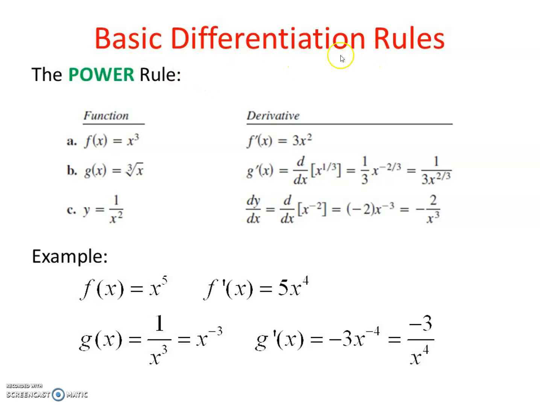Basic differentiation rule, the power rule. I again did an example based on 2 marks. f of x is equal to x cube. The derivative f dash of x is 3x square. g of x is the cube root of x. We can write the cube root in the format x raised to 1 upon 3. g dash indicates the derivative, so we need the rule that the derivative of x raised to n is n x raised to n minus 1.